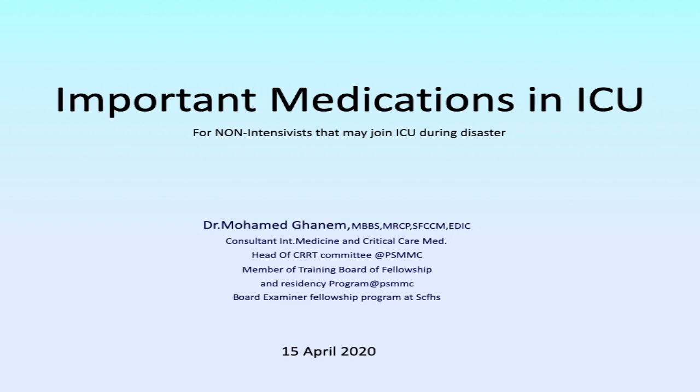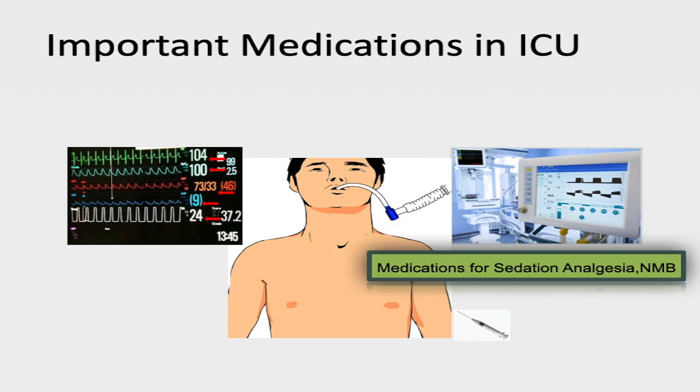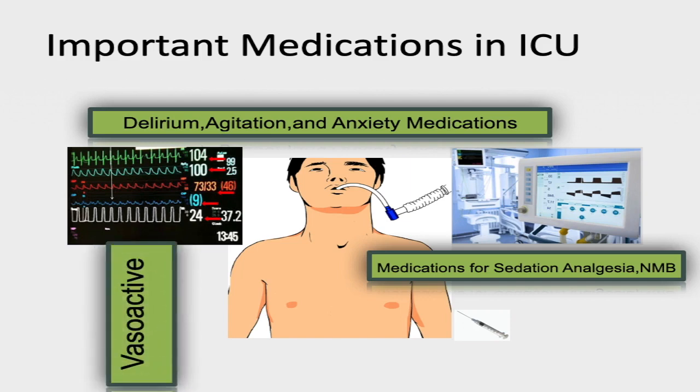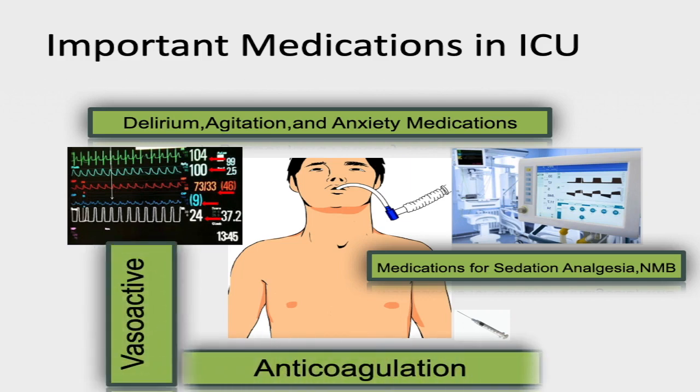So to start with, we can go through medications for sedation and analgesia, medications given in delirium, agitation and anxiety, and vasoactive medications, and briefly we can talk about anticoagulation and others. Others will be antibiotics or antimicrobials, which will be in separate lectures as we mentioned before. This lecture is part of a group of lectures that will cover important topics in the ICU that could be beneficial to our colleagues outside the ICU.